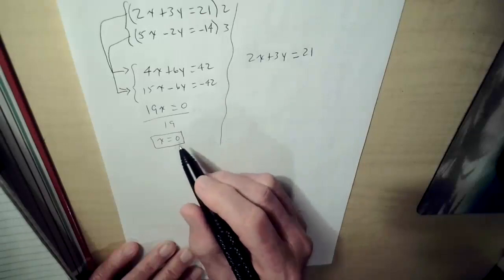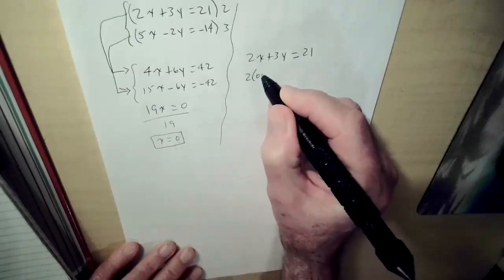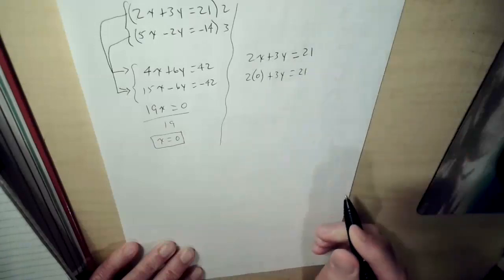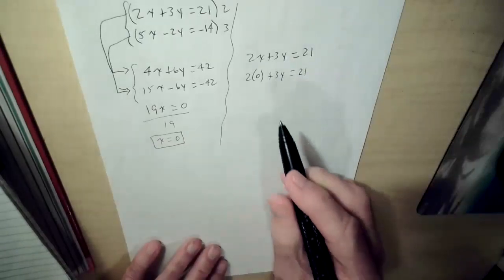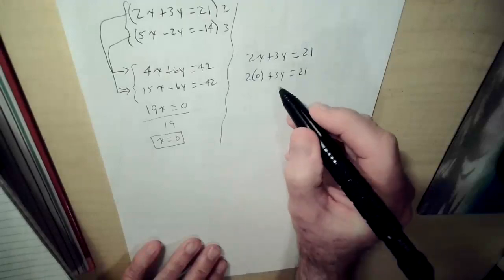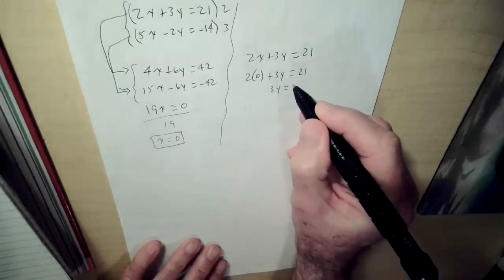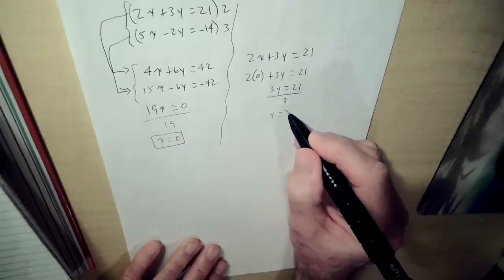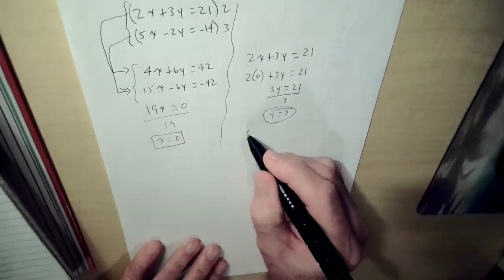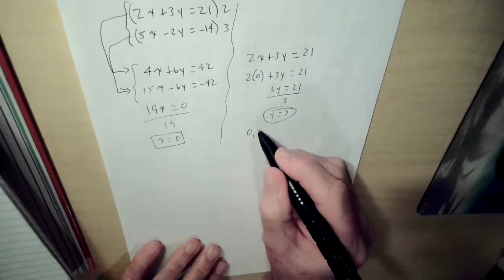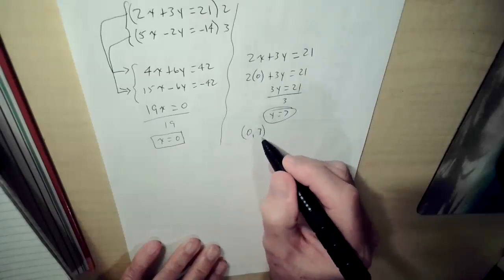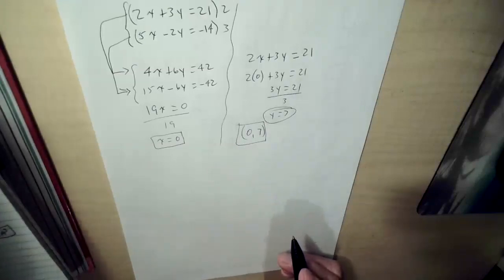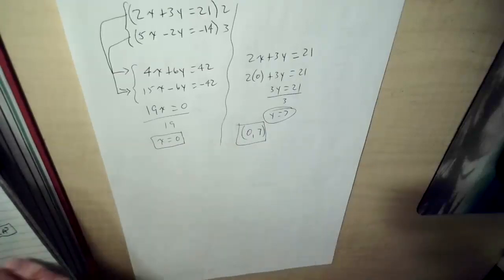So we have 2 times x, x is 0. So 2 times 0 plus 3y equals 21. 2 times 0 is 0. So we end up with 3y equals 21. Divide by 3, y is 7. So our solution is 0, 7.